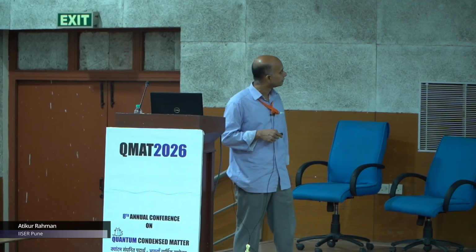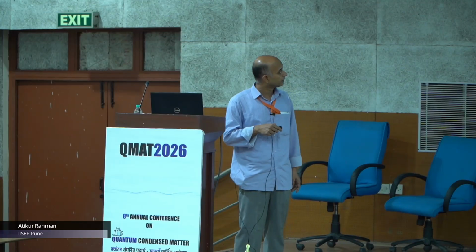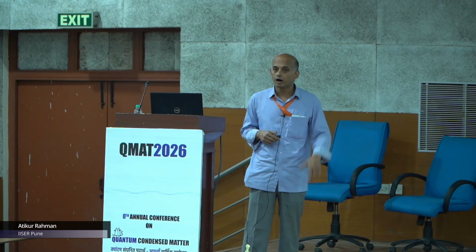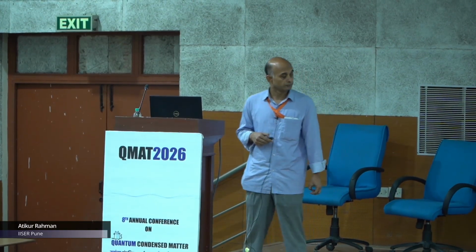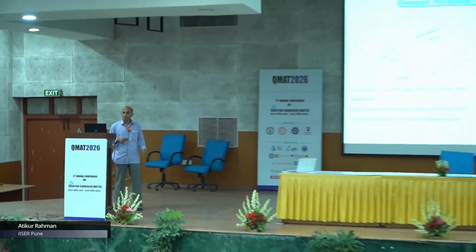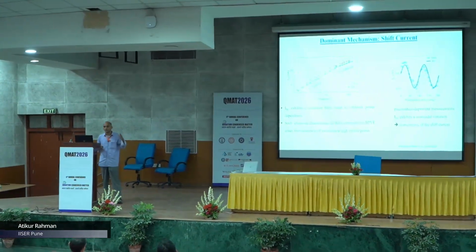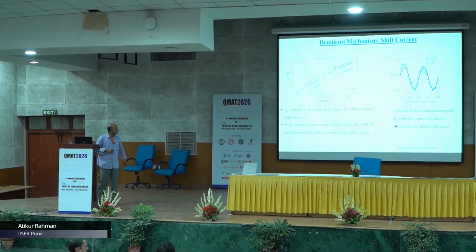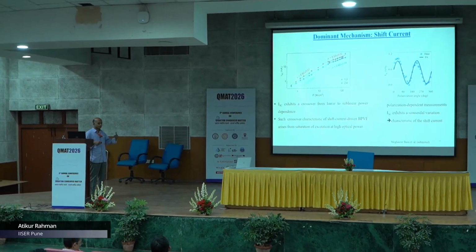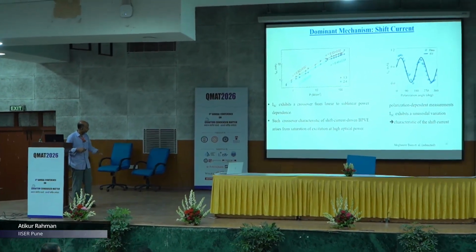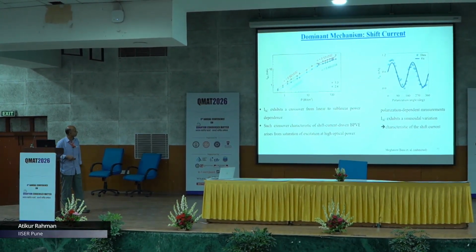Another interesting thing is that if you increase the power density, then the short-circuit current initially increases linearly and then it goes as power half, which is also a hallmark of the shift-current-based photocurrent. If it is due to a Schottky barrier, then it will be linear throughout. If it is due to, say, a photothermal effect, then it is generally superlinear at higher power. However, this is a hallmark for the shift-current-based photovoltaic effect.